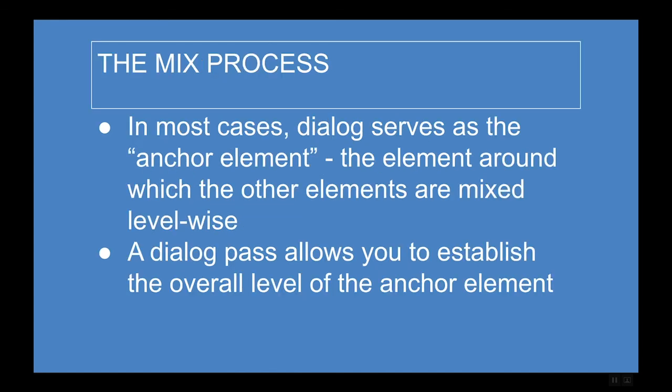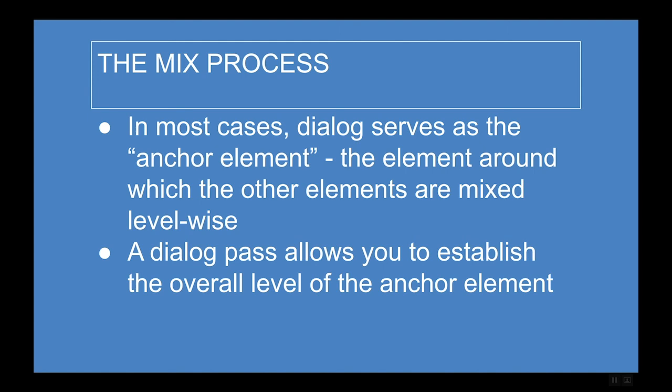So some general rules to approach the mixing process. Most cases, narrative films, the dialogue serves as the anchor element. That's the element that all the other elements kind of are built around. So usually what you'll do is you'll do a dialogue pass. You'll mute all the other elements except dialogue, run the dialogue, and do a mix, getting it to the level where you want it to be, where the audience is going to hear it well, it's going to be comprehensible, it'll sit well on top of the mix, and you get it consistent throughout the entire film.